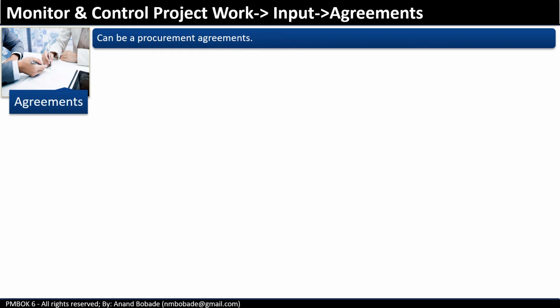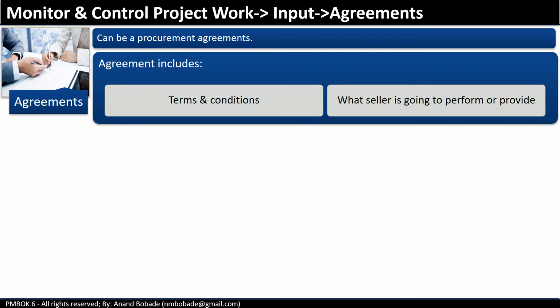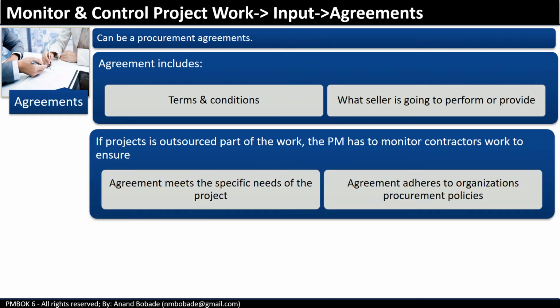Next input is agreement. Agreement can be a procurement agreement, for example, a contract. Agreement includes, as you know, terms and conditions, what the seller is going to perform or provide, milestones, payment details, etc. If part of a project's work is outsourced, then the project manager has to monitor the contractors' work very closely to ensure the agreement meets the specific needs of the project and adheres to the organization's procurement policies.